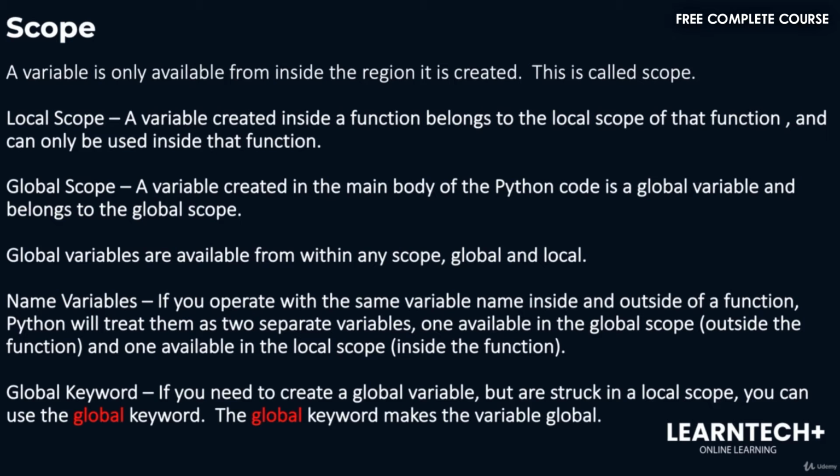Okay, the global keyword. If you need to create a global variable but are stuck in a local scope, you can use the global keyword. The global keyword makes the variable global. All right, so let's jump into our Python notebook and make a scope notebook and then dive into some examples.